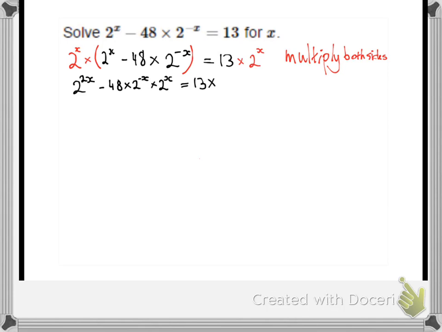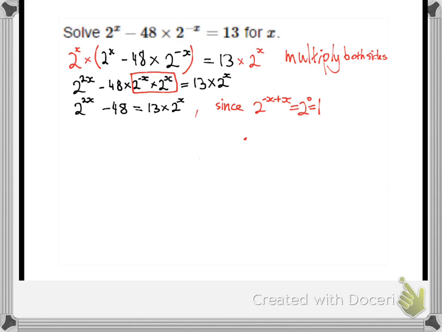And this is what we end up with. I have to remember to do it to both terms. I have to distribute the 2 to the power of x to both terms. So I got 2 to the power of 2x minus 48 times, there it is, 2 to the power of negative x times 2 to the power of x, and now I'm going to add the powers and it goes to a 1. And that's correct.